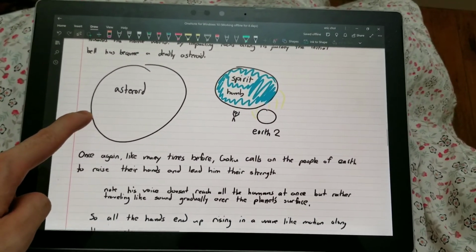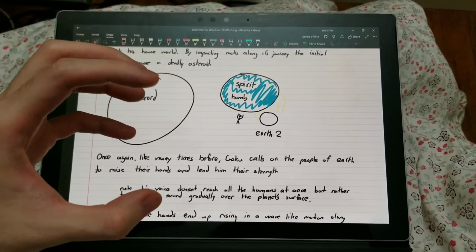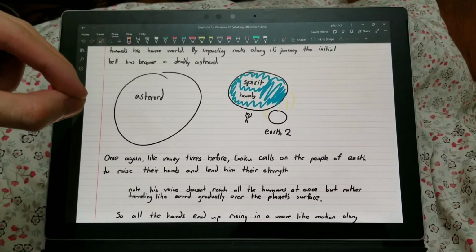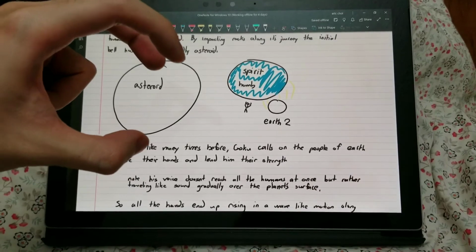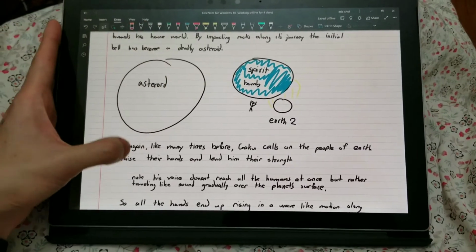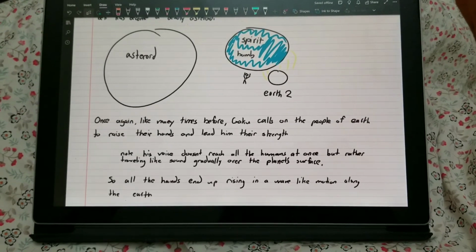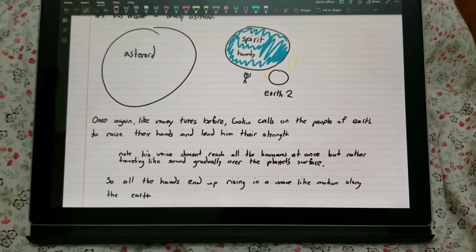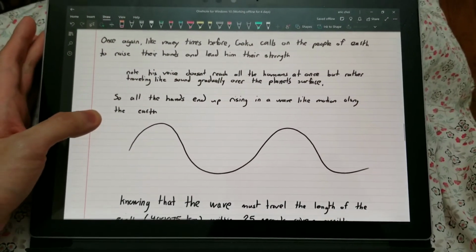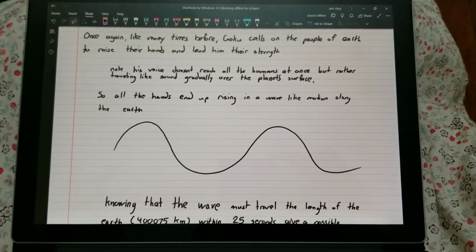He calls on the people of the Earth, but rather than his message reaching every single person on Earth at once, imagine it spreads from Antarctica, for example, like a wave all the way until it reaches the circumference of the Earth. In that way, people hear his message at different times. So, of course, they'll respond to his message at different times as well. So you can imagine that the hands raising on Earth looks kind of like a wave, kind of like what you see in a football stadium, except times a billion.